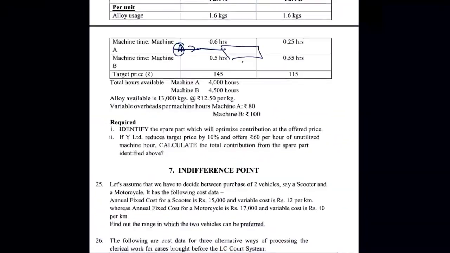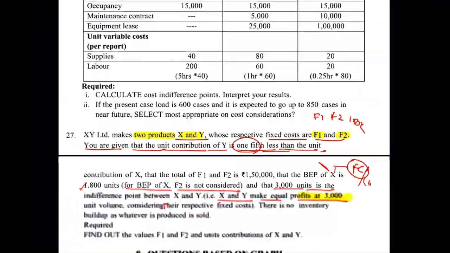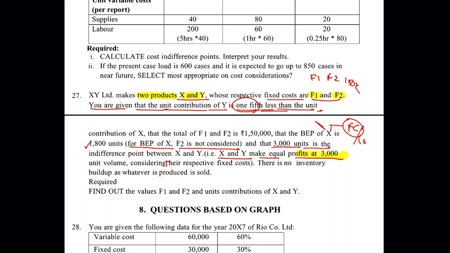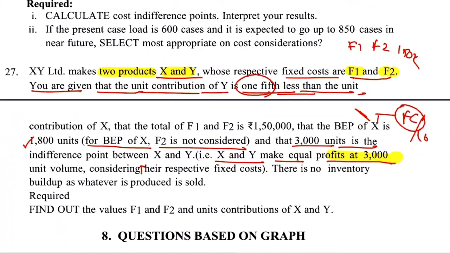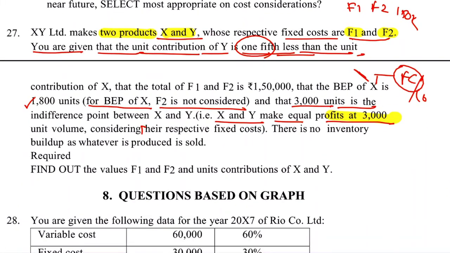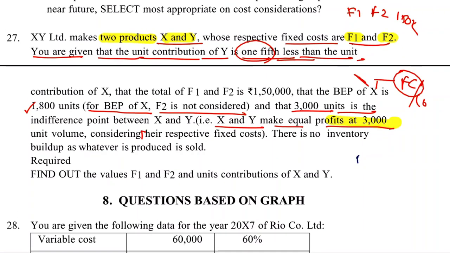There is a mathematical question also, you have to just have a look. Achha, isme ek shortcut idea de du to. There is one question, question number 27. What you need to pay attention to is simple. You will have three equations first of all. It is like this, F1 plus F2 is equal to 150,000.